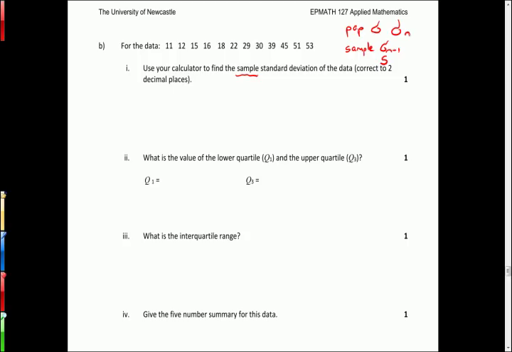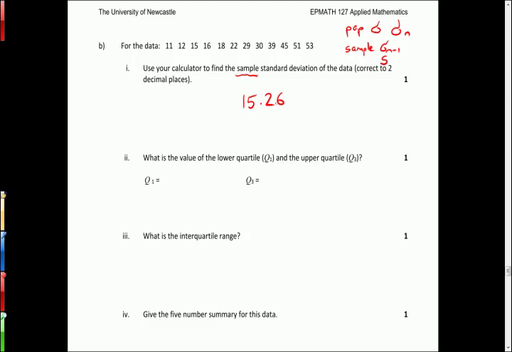So I've just got to do another fascinating video of me in the background doing data entry, and I go into stats and one variable. And we go 11, down 11, 12, 15, 16, 18, 22, 29, 30, 39, 45, 51, 53. All right, they're all in. I press all clear. I go into shift 1, go to 4 for variance, and on this Casio, it's option 4, it says SX. And it tells me it's 15.258, so the 5 comes up, 15.26.